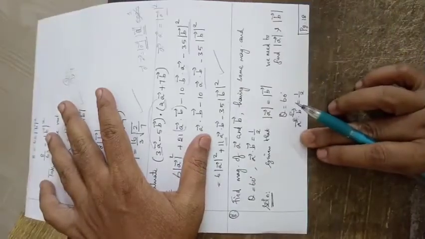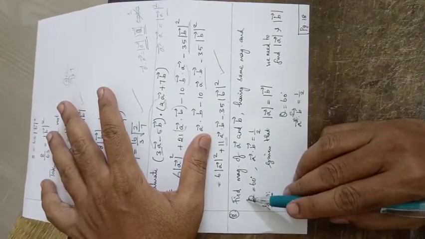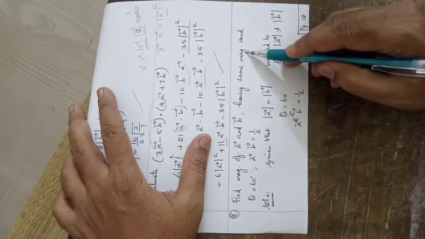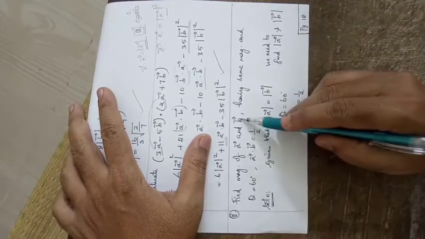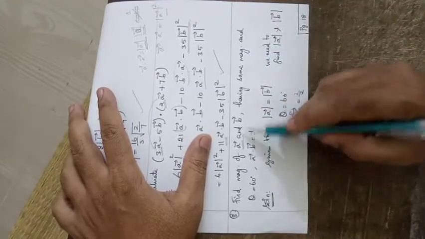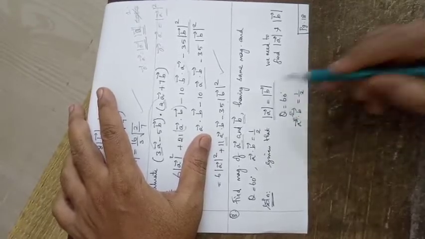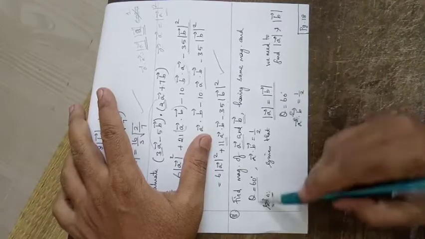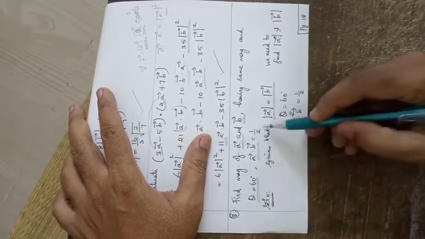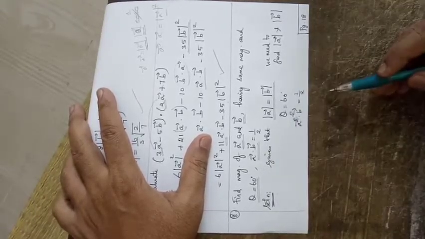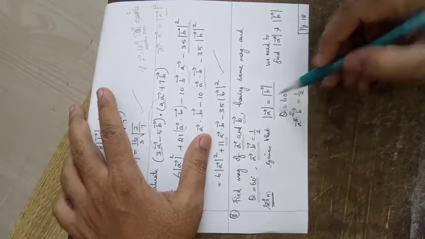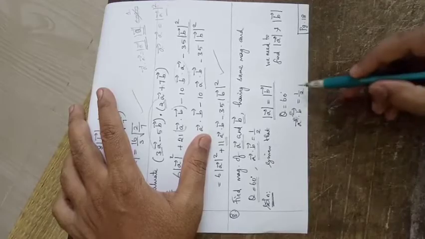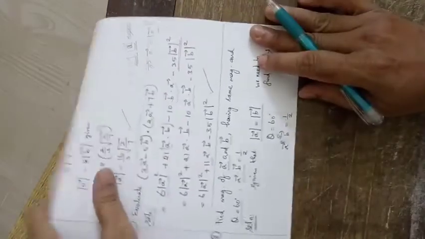Now 8th problem. Find the magnitude of A vector and B vector having the same magnitude. So A and B are having the same magnitude. So given magnitude of A vector is equal to magnitude of B vector and theta equal to 60. A dot B is equal to 1 by 2. So everything is very clearly given. Make a note of that. Theta equal to 60. A vector dot B vector equal to 1 by 2.